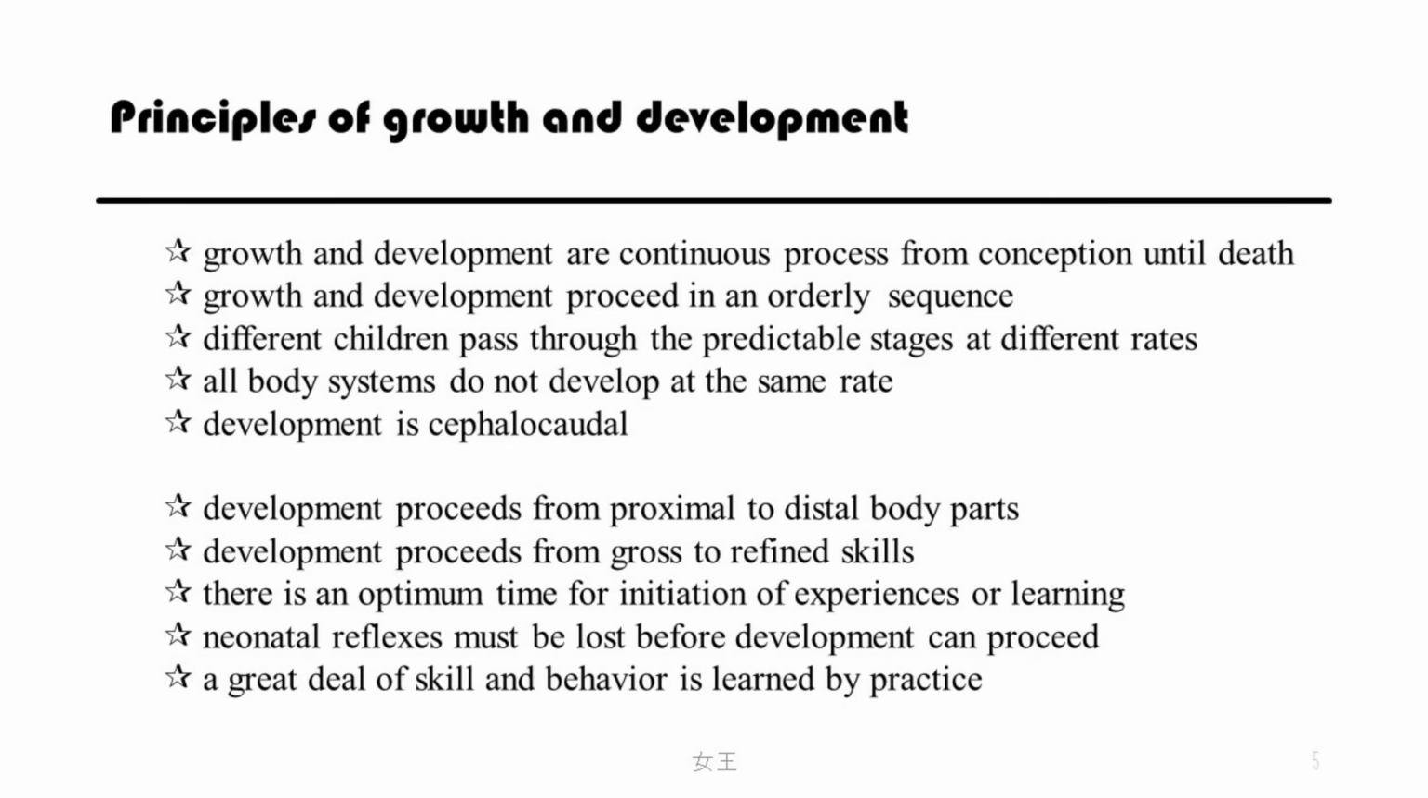Principles of growth and development. Growth and development are continuous processes from conception until death. Growth and development proceed in an orderly sequence. Different children pass through the predictable stages at different rates. All body systems do not develop at the same rate.